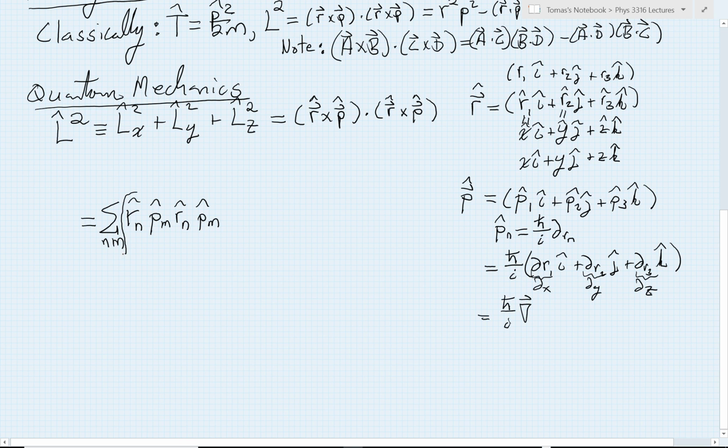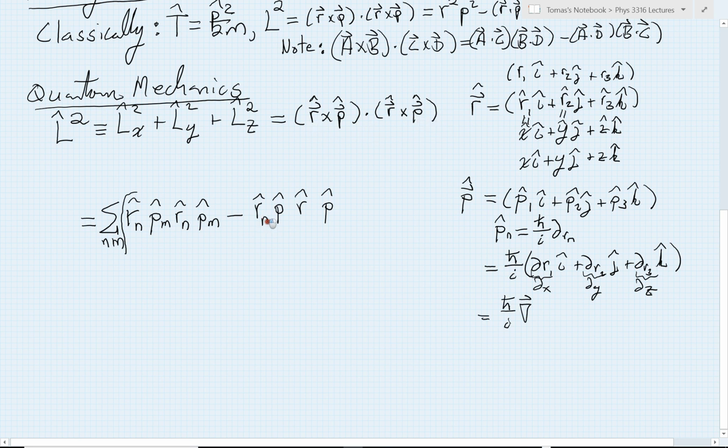Okay, now, second term. So the second term, I have to subtract off. Now it's going to be very similar logic. R hat, p hat, r hat, p hat. I have to preserve the order of my operators. And now I take the dot product of this r with the p that's over here. So that's all the way across.